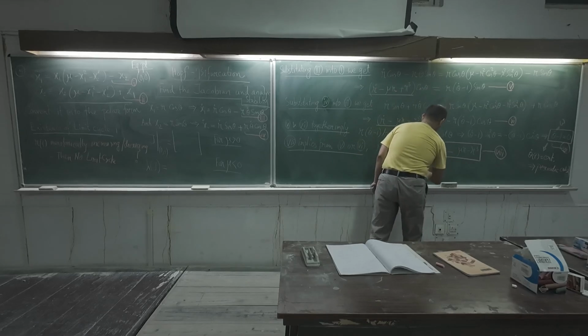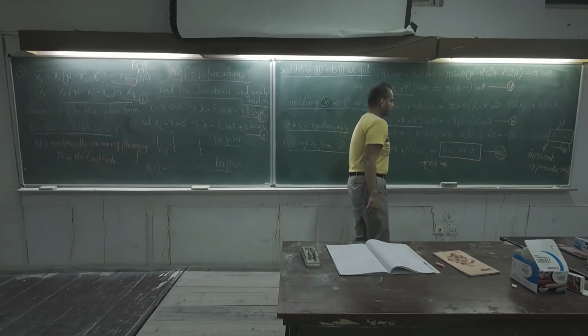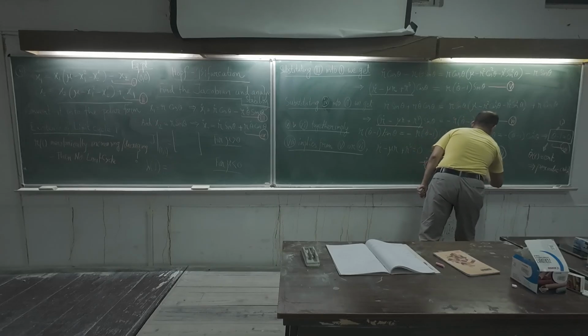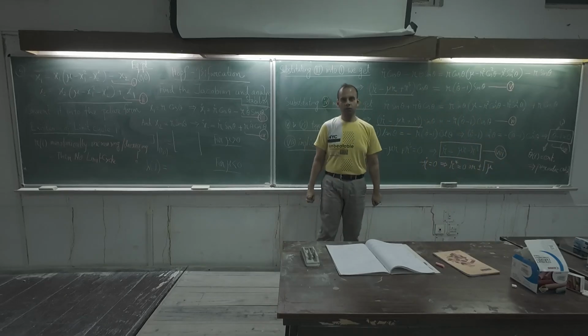Now from this, r dot equals 0 will give you 2 points, either r star equals 0 or plus minus root mu, right?